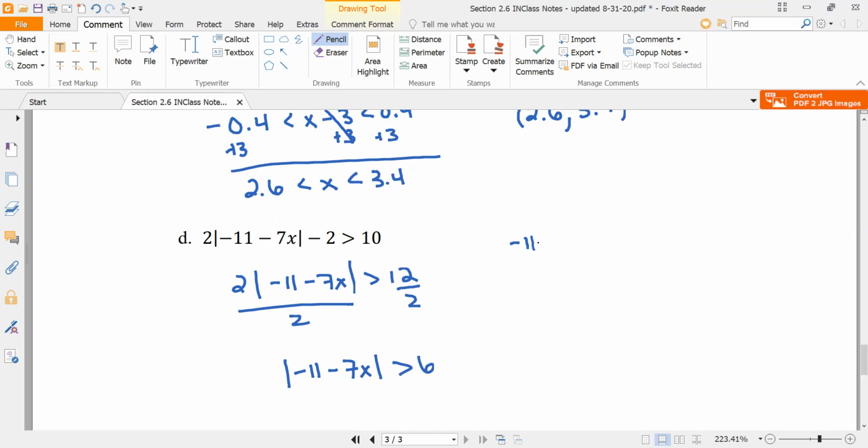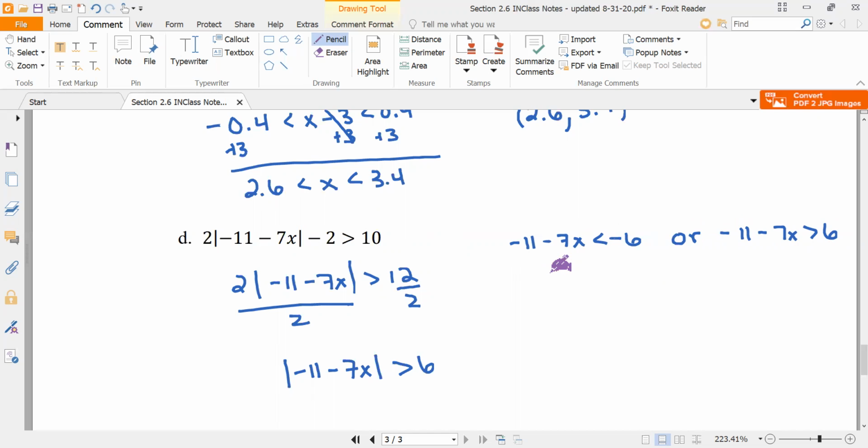So we set up 2 cases. Remember, it's the OR problem. So, oops, I didn't need an x on that guy. So negative 11 minus 7x is less than the negative case. That sets it up so you're planning to shade to the left. Or negative 11 minus 7x is greater than positive 6. So you're planning to shade to the right, to positive infinity.